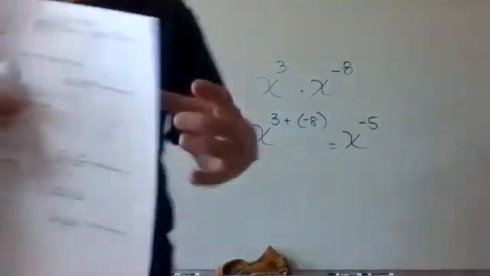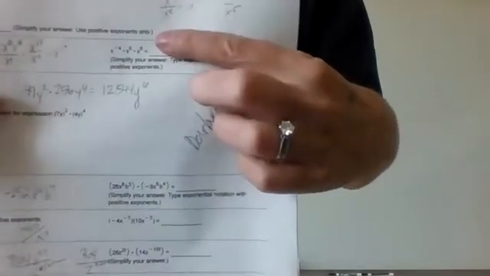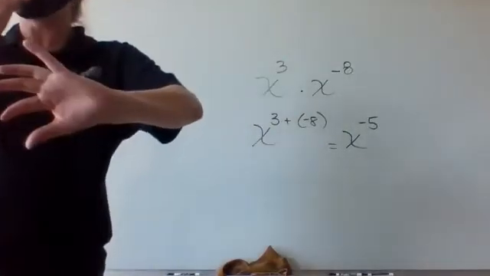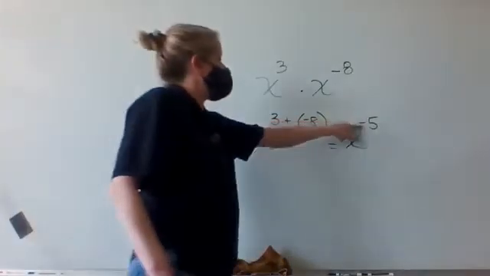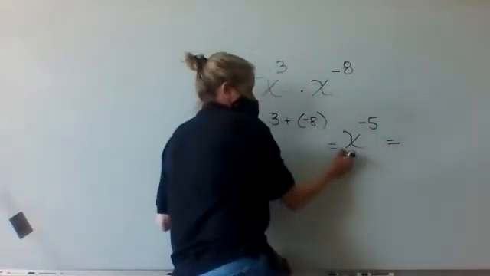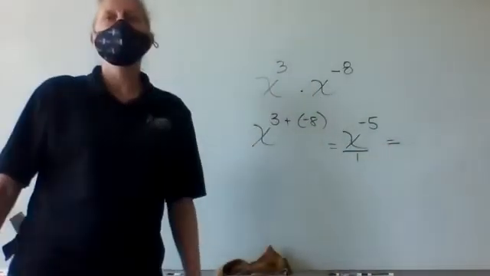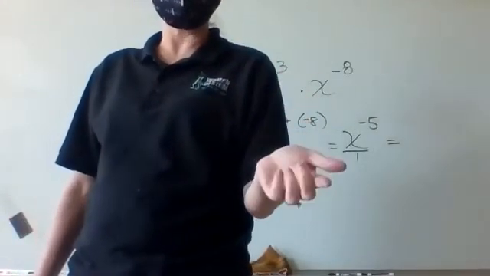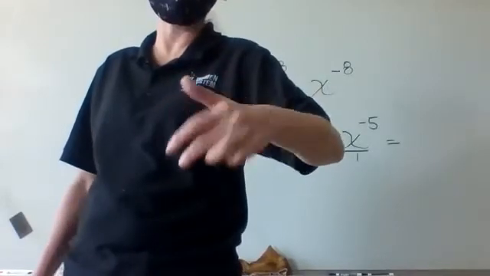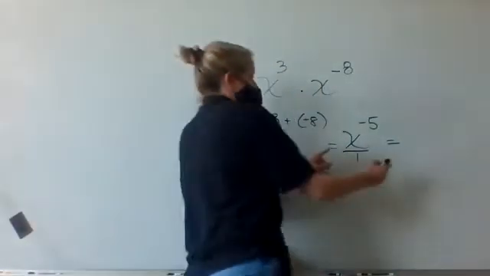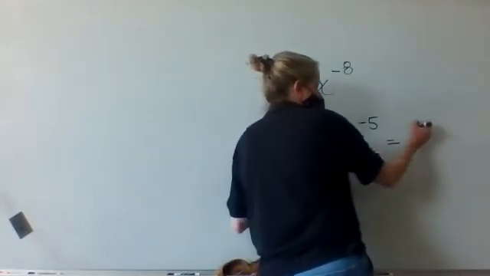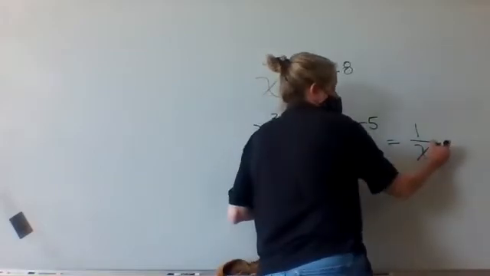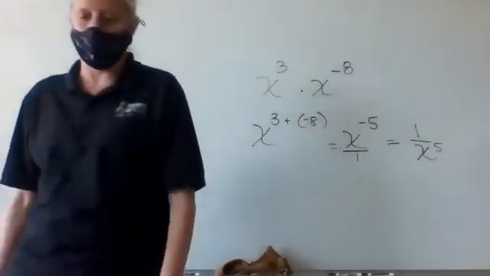Now, it's always going to tell you to use positive exponents only. You can't leave an answer with a negative exponent. So remember, what do you do if you have a negative exponent? How do you fix it? You flip your base. If my base is a whole number, I need to think of it as over 1 so that I will have something to flip. If I flip x over 1, it's 1 over x. What does that do to this exponent? It turns it positive. So 1 over x to the 5th.